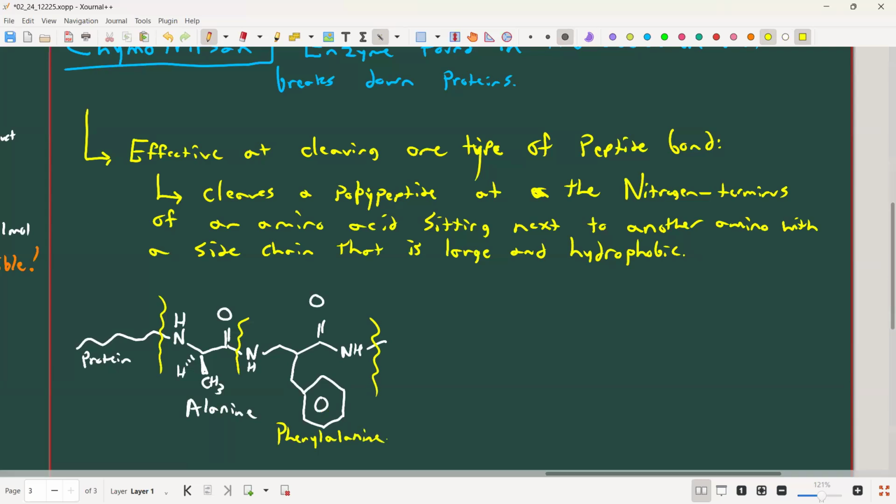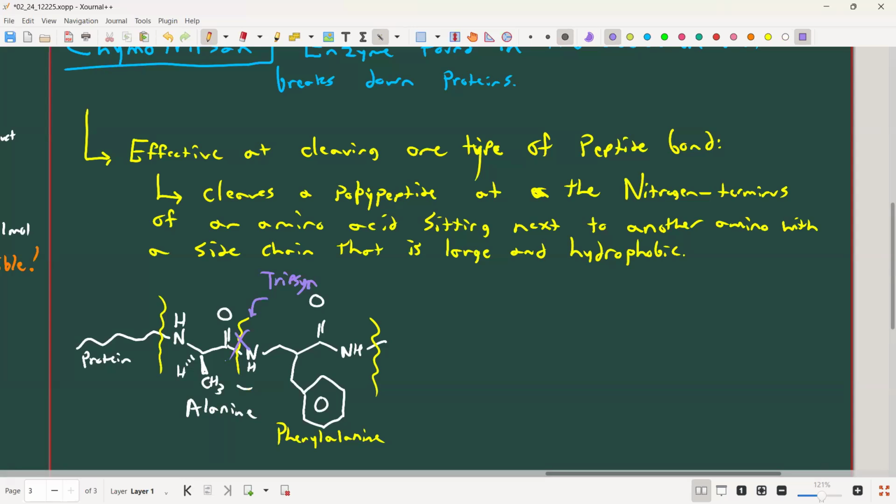And what this system does, what trypsin does, is it comes in and cleaves this bond right here. It cuts this bond into two. And what it's going to do is make an NH2 on this side, and then you're going to get a carboxylic acid on this side. Sorry, go ahead.